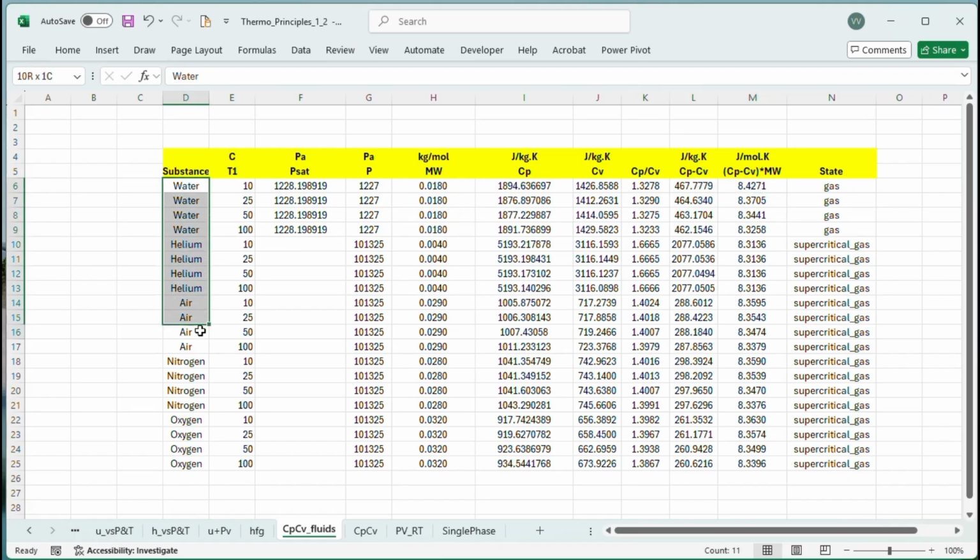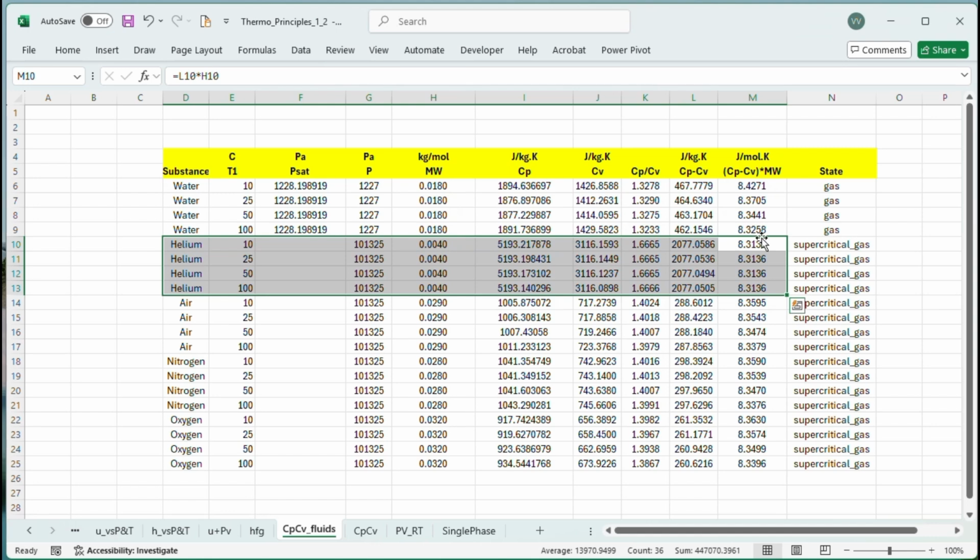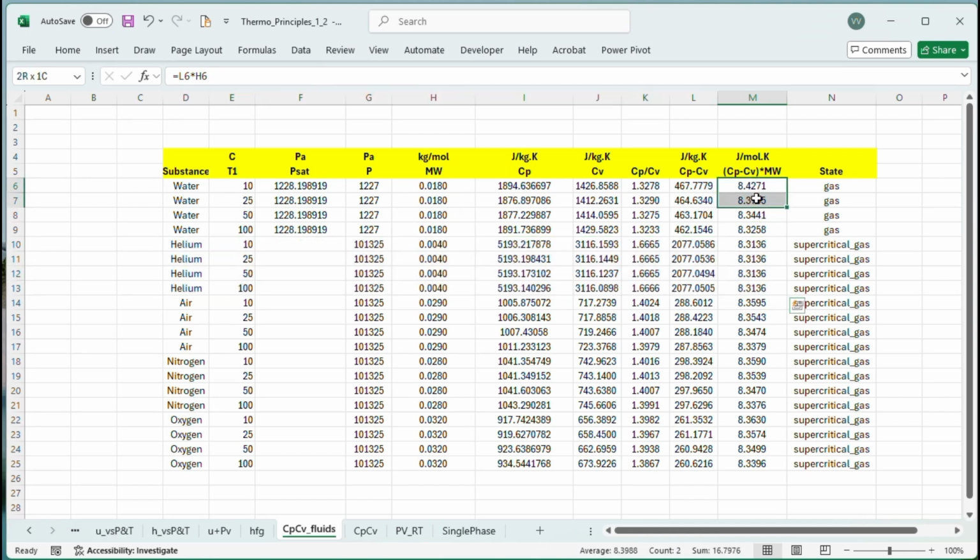But most of these gases are not exactly ideal gases. So if you take helium, for example, it's very close to 8.314. Water is slightly off, and nitrogen is also slightly off. So you can see the non-ideal gas properties make them slightly off from that relationship.